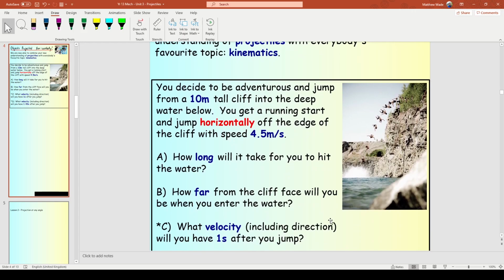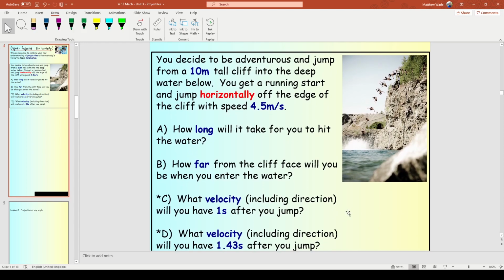Now, here we go. We've got this. You decide to be adventurous and jump from a 10-meter tall cliff into the deep water below. You get off to a running start and jump horizontally, so you've not leapt into the air as somebody actually would. You've just kind of run off the edge like there's something wrong with you. You didn't actually jump off the cliff, you ran off the edge. Now, here you go, my buddies. Question is, how long will it take for you to hit the water to start with?